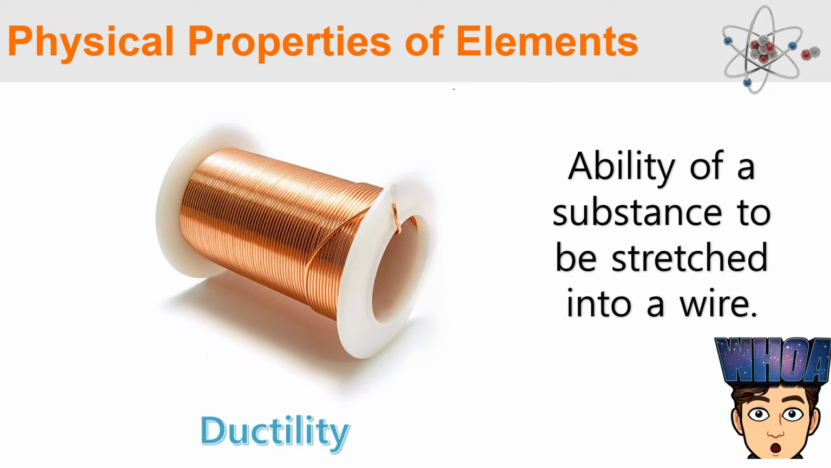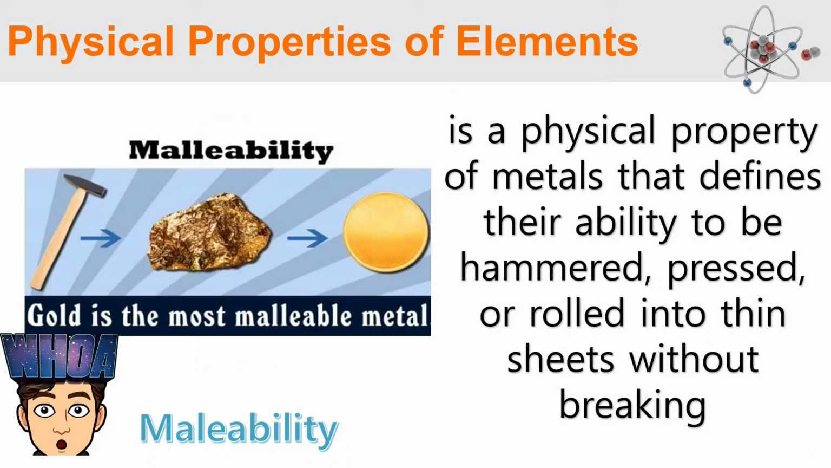About ductility, it is the ability of a substance to be stretched into a wire. Another physical property of elements is malleability. Malleability is a physical property of metals that defines their ability to be hammered, pressed, or rolled into thin sheets without breaking. In other words, it is the property of a metal to deform under compression and take on a new shape. Take this gold as an example. Gold, by hammering, can be formed into thin sheets.